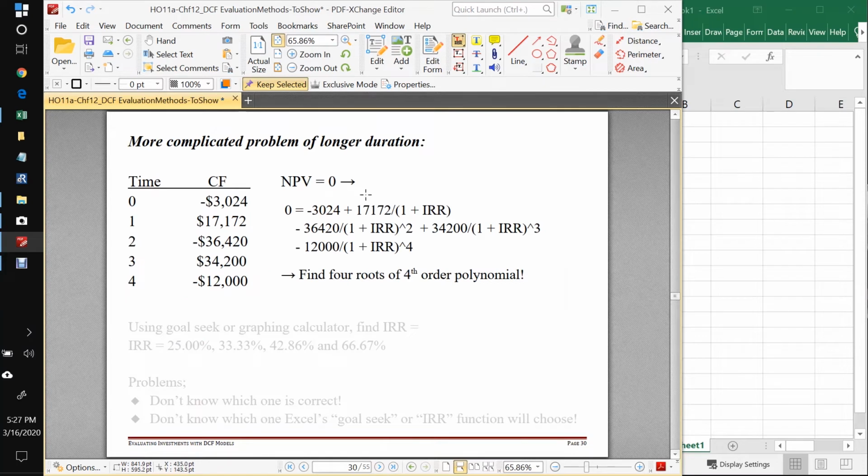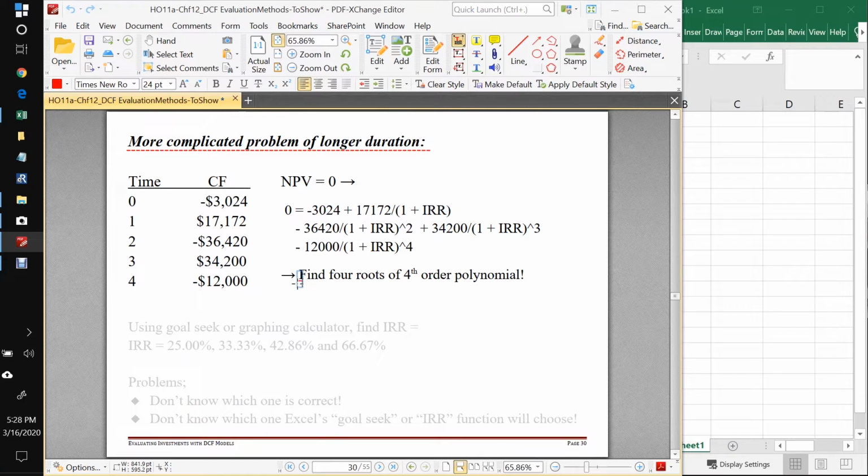So let me give you one more example illustrating this. So here's a more complicated problem of longer duration. So we have 5 cash flows. We have this -1 at t equals 0, positive, negative, negative, and we want to find the IRR. So we just apply the NPV equals 0. So minus 3024 plus 17,172 over 1 plus IRR, et cetera, you get the idea. Minus 12,000 over 1 plus IRR to the fourth.